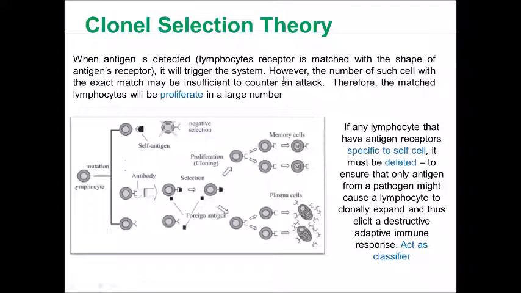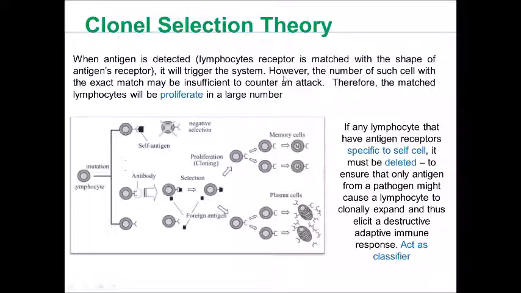However, when there is an attack, the number of cells with the exact match may not be sufficient to counter the attack. They can detect it, but the body realizes that it is insufficient to counter the attack. Therefore, the matched lymphocytes, meaning the B cells or T cells that can bind with the antigen, will proliferate in large numbers. They will produce more, and the quality of the generated B cells or T cells is stronger than their origin.